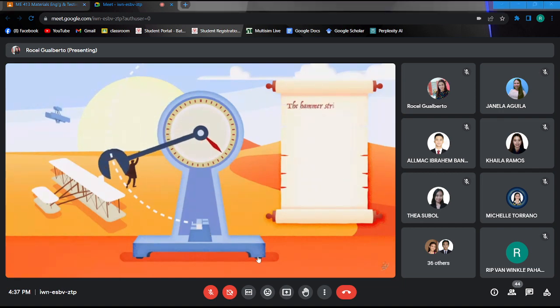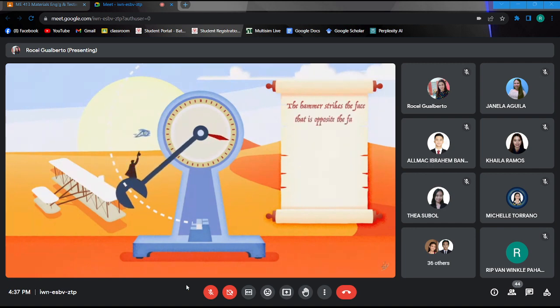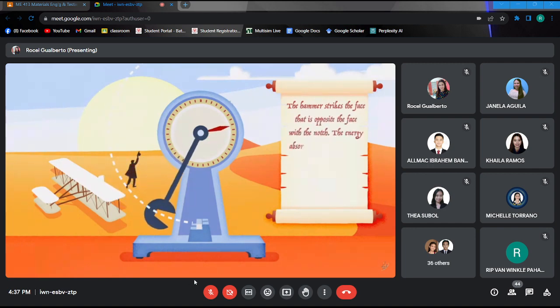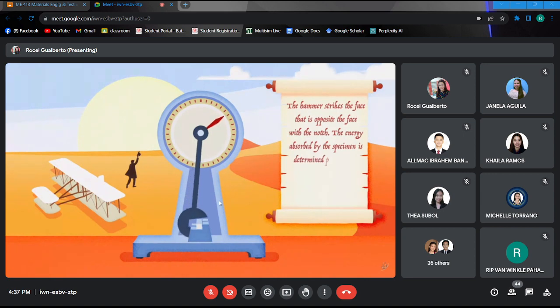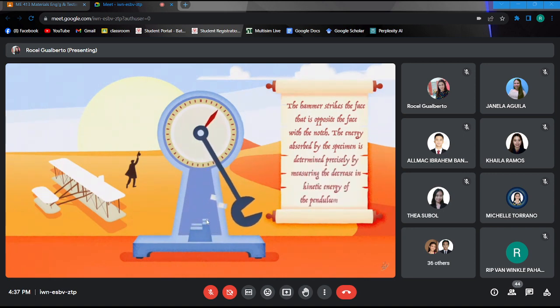The hammer strikes the face that is opposite the face with the notch. The energy absorbed by the specimen is determined precisely by measuring the decrease in kinetic energy of the pendulum arm.